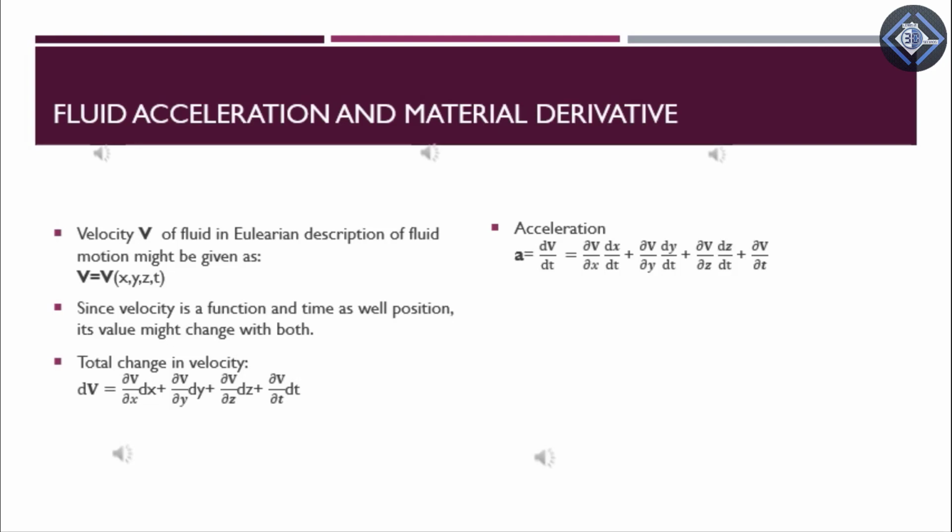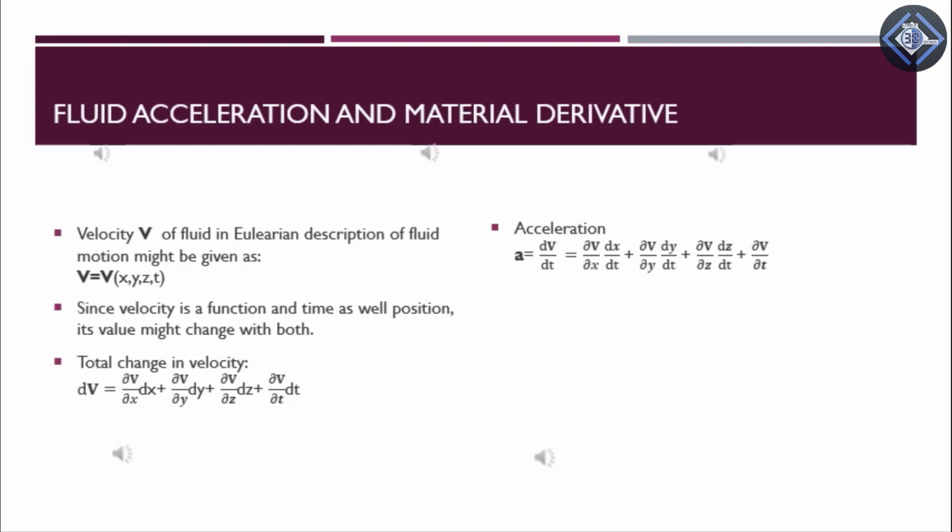Acceleration, we know, is rate of change of velocity, and we represent acceleration a as a is equal to dv over dt, and we have already calculated dv, which is the total change in velocity, whether due to change in position or due to change in time. So if we divide that dv by dt, we will get the acceleration. So if we divide the last expression that we saw for total change in velocity by dt, we get this expression that you can see on your screen.